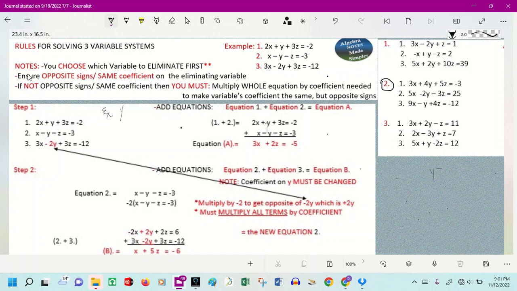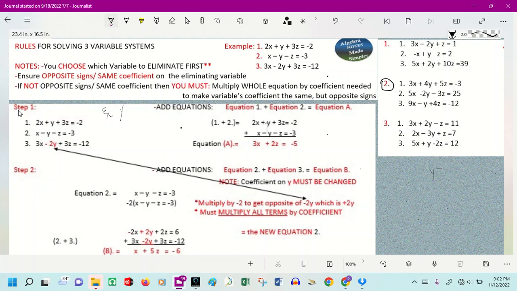Also, in order to eliminate a variable, the coefficients must be the same but with opposite signs so they can be eliminated evenly. If they are not the same coefficient with opposite signs, then we must multiply the whole equation by the coefficient needed to make it the same coefficient, opposite signs, so it can evenly add out.